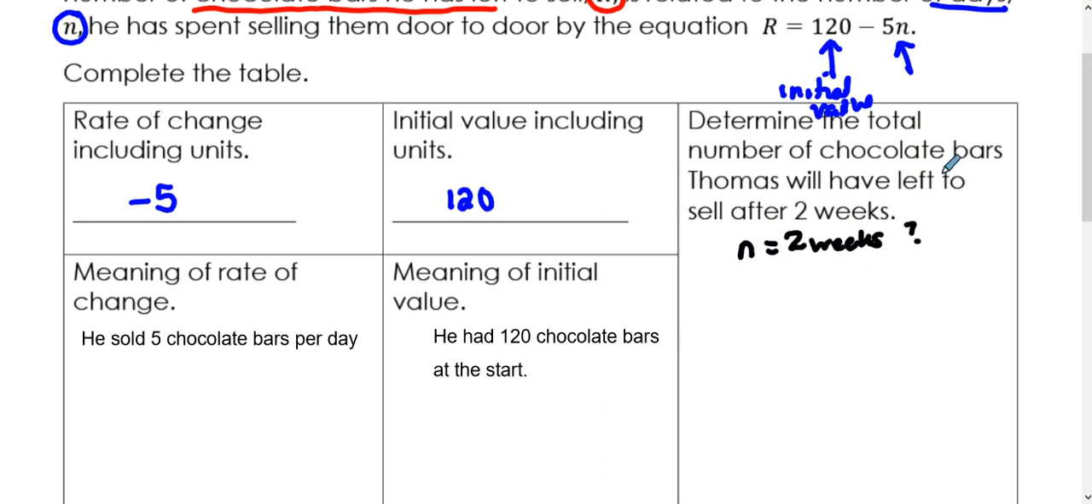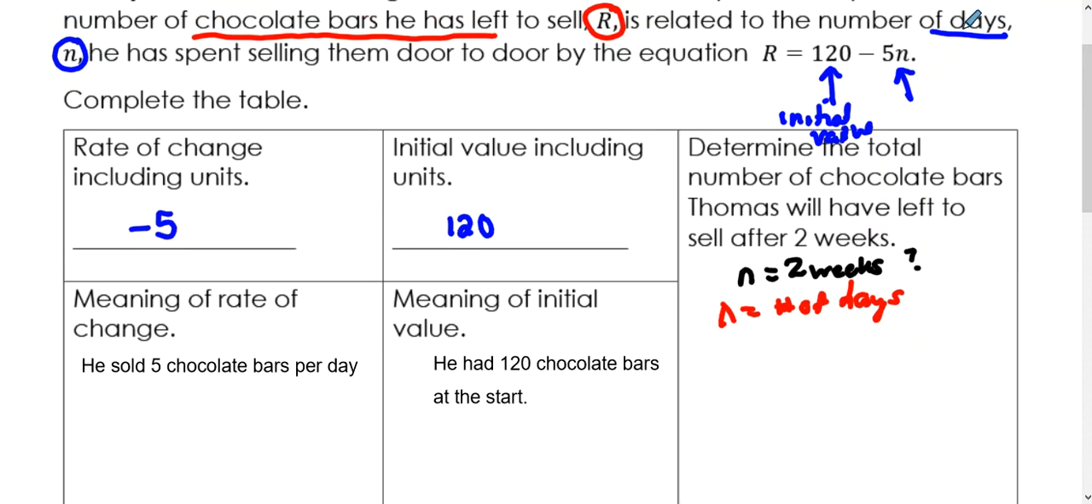Okay. Well, remember, n equals the number of days. All right. Because it says up here, if I just scroll up just a little bit, the number of days n. N has to be the number of days. N has to be 14 days, because the units have to be the same.